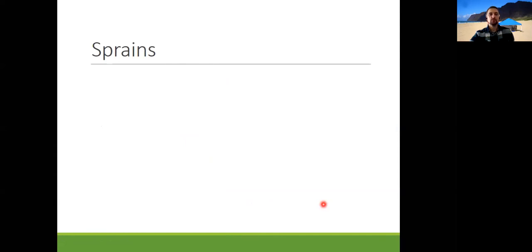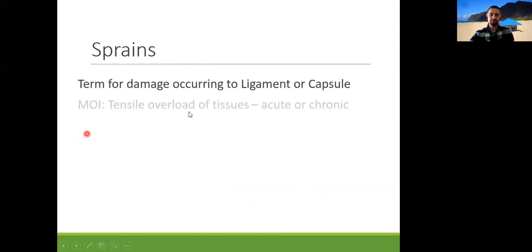Okay, so we're slowly moving away from muscles. So we did muscles, tendons, the bursas. Now we're going to talk about sprains of ligaments or the capsule. Right? Don't forget about the joint capsule. Remember, you have the outer fibrous part of the capsule and then the inner synovial membrane.